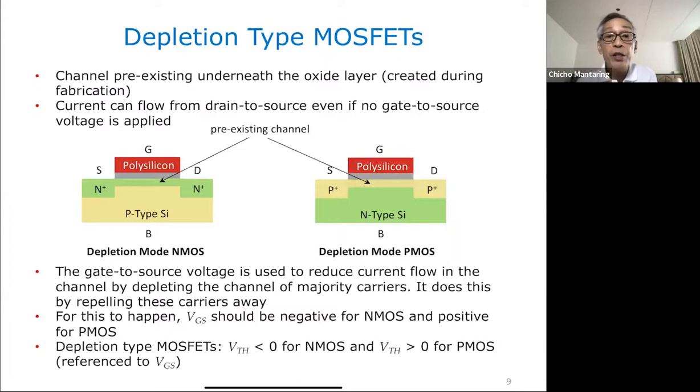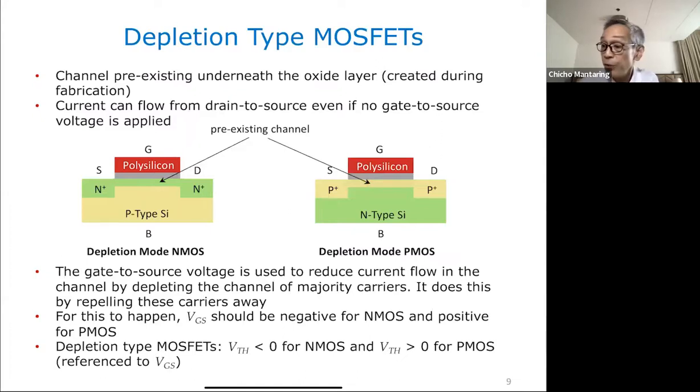Meron din tayong tinatawag na depletion mode, depletion type MOSFETs. I'm going to just introduce this for completeness. Actually, the analysis of enhancement and depletion type MOSFETs are very similar. What is the difference between the two? In depletion type MOSFETs, there's already a channel that is prefabricated. So in the fabrication process, for example, this is an NMOS depletion type MOSFET, naglalagay na sila ng channel dito. Dito naman, yung P-type, naglalagay na sila ng channel dito during the fabrication process.